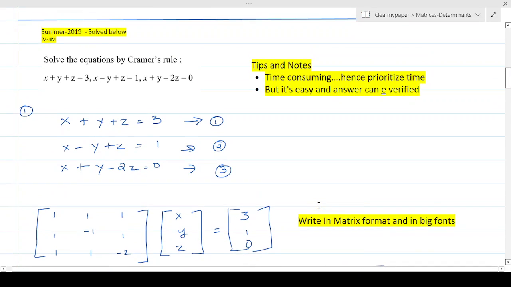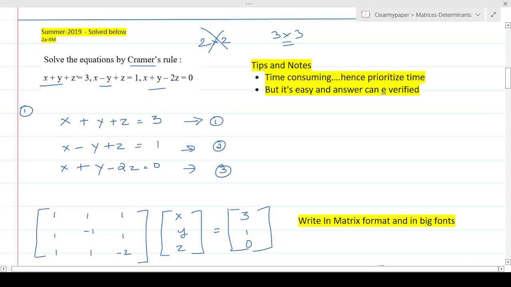We're talking about summer 2019, and it's asking to solve the equations by Cramer's rule. Whenever you get this kind of hint that it's Cramer's rule, always remember we're trying to solve a set of linear equations. More than likely you will not get 2 by 2. You'll get a 3 by 3 matrix where you have 3 equations and 3 unknowns, like over here. Whenever they're asking you to solve the equations, they're asking you to find the values of x, y, and z.